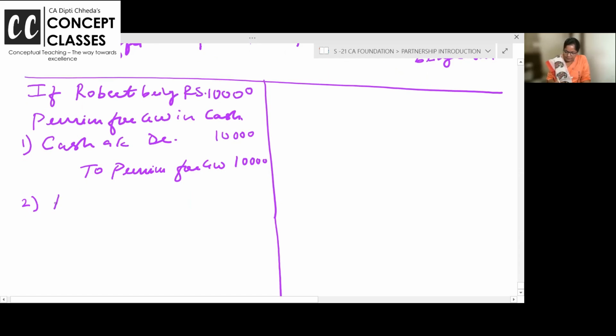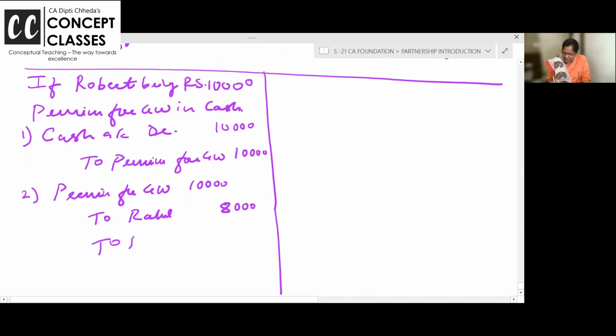Next, premium for goodwill debit to Rahul, old partner, in sacrificing ratio, and to Priyanka, sacrificing. Cash account debit to premium for goodwill 10,000, premium to Rahul, to Priyanka. Is it clear to all of you?